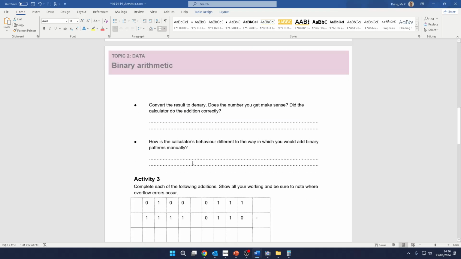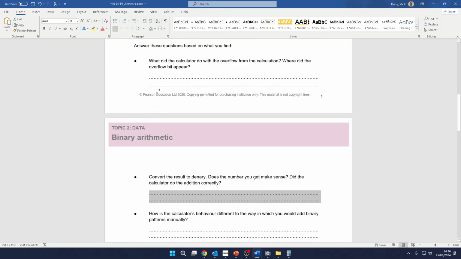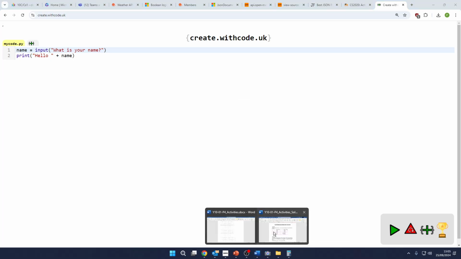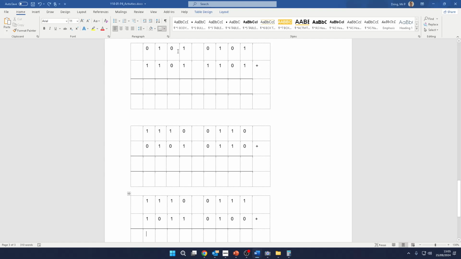So I'd like you to have a go at that yourself and then attempt to answer these 3 bullet point questions. Okay, so we want to try and write a Python program that will test these for us. It will say, please enter a binary number, and we'll type it in without any spaces. And it will say, please enter another binary number, and we'll type this in without any spaces. And then it will tell us what each binary number was in denary, what the 2 numbers added together are in denary, and what that number added together is in binary.